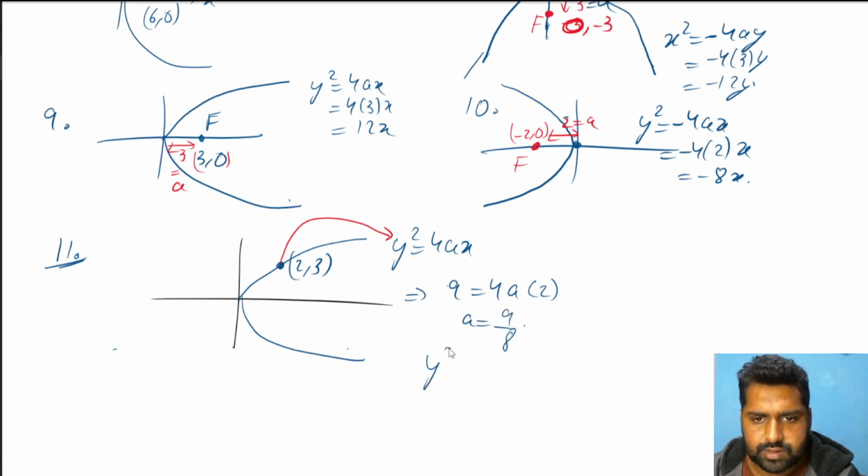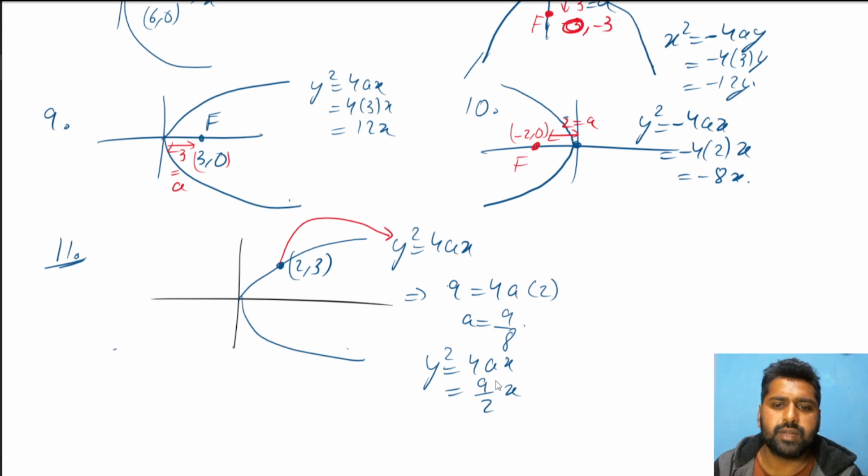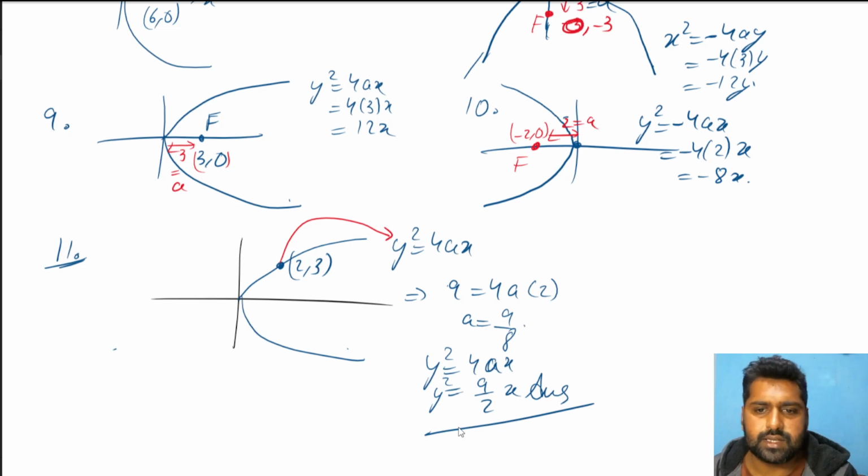So y square equal to 4ax. Put the value of a. a is 9 by 8. So basically, if you put a as 9 by 8, the equation will become y square equal to 9 by 2 x. So this is the answer. This is the equation he was asking.